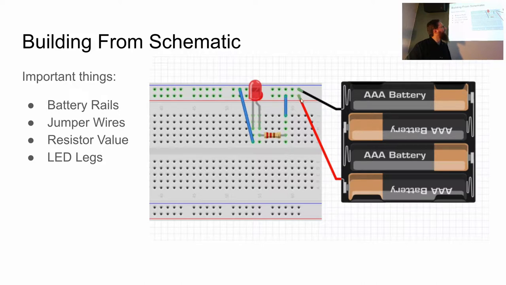So that means that the positive terminal of this battery is connected to both this rail here as well as this whole row. And since on my schematic I need to connect the positive battery to a resistor through a wire, that has been accomplished by this configuration. The next part of the schematic showed the other leg of the resistor being connected to the positive side of the LED.